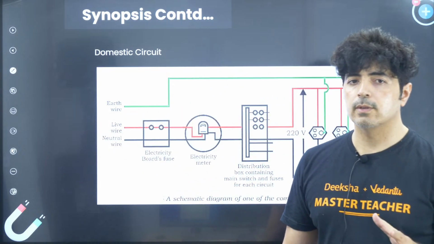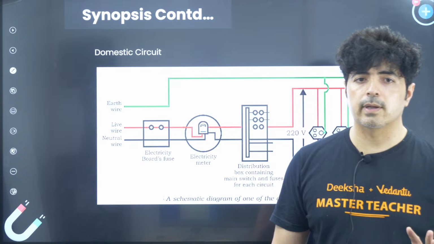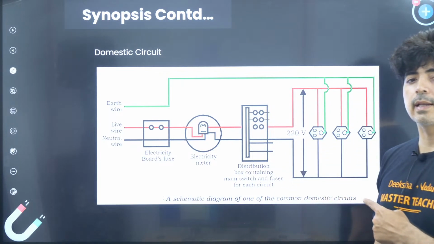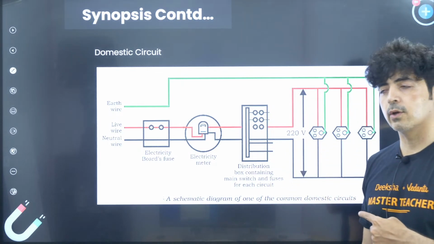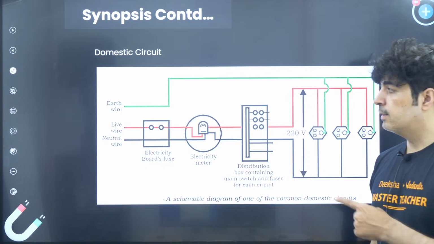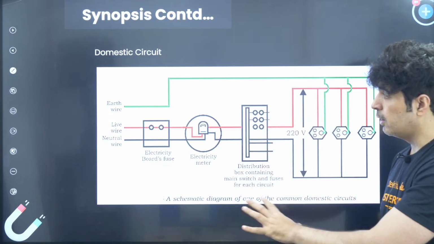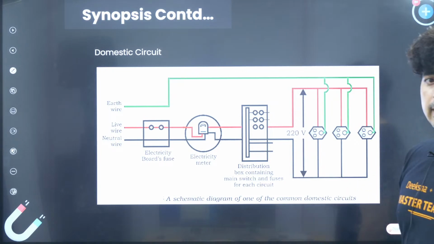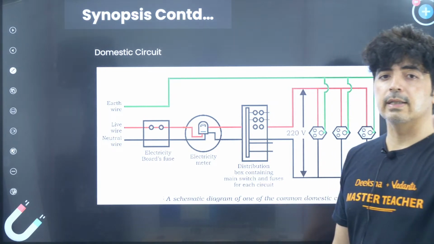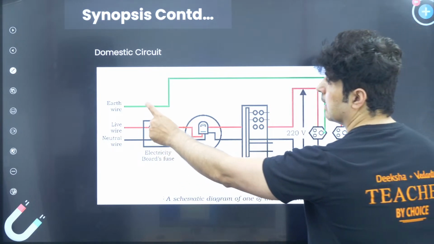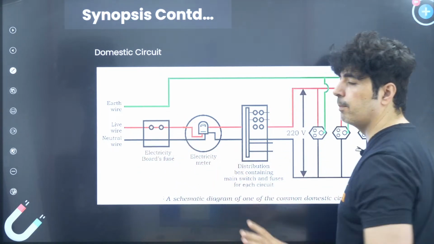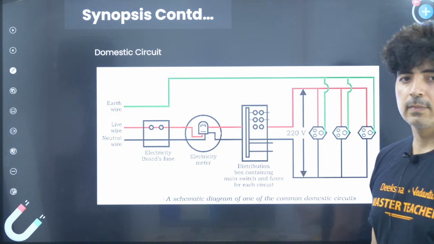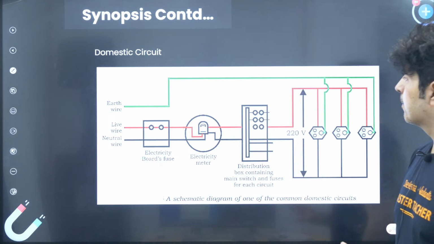Three things you have to remember over here. This diagram is very important. This can come as a long answer question in your exam, so you need to be able to plot the diagram. Let's understand what it means. As you can see, there are three wires: green, red and black.